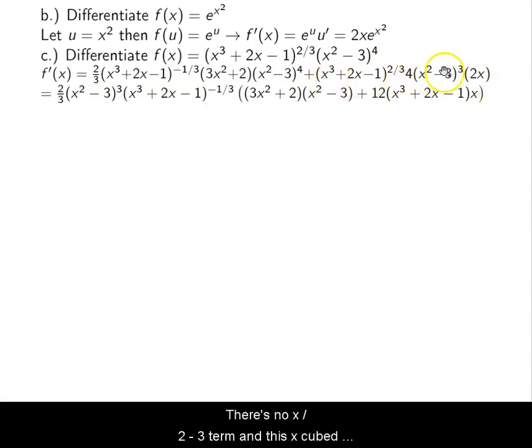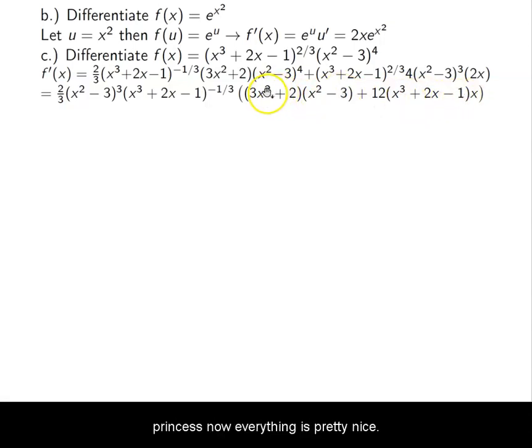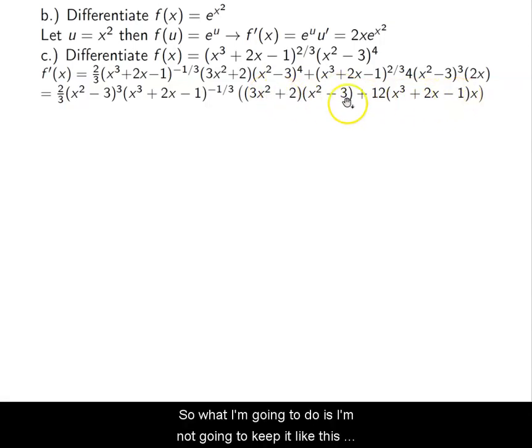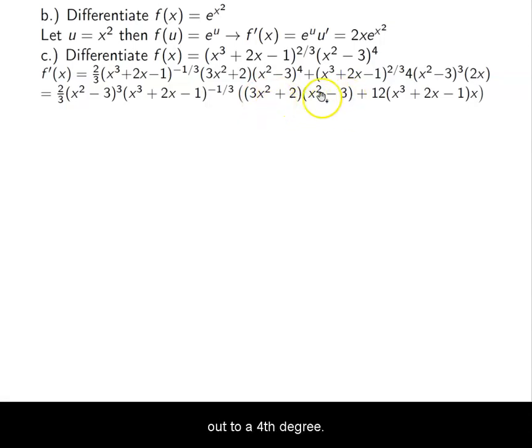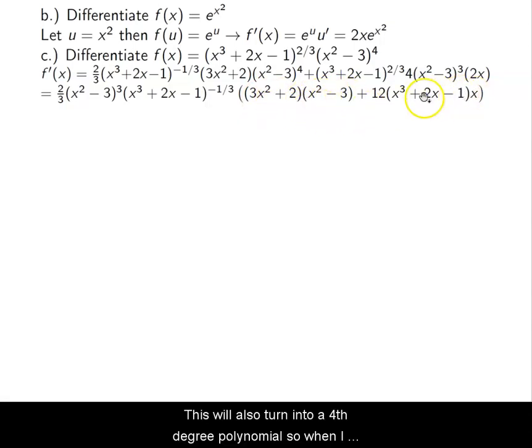Okay. On the second term, this 4 times 2x bumps up to a 12x. There's no x squared minus 3 term, and this x cubed plus 2x minus 1 term turns into 1. So notice inside of my parentheses, I have no fractional exponents anywhere, which I did have. I also have no fractions. So inside of my parentheses now, everything is pretty nice. So what I'm going to do is I'm not going to keep it like this. I'm going to combine my like terms. I can multiply this out to a 4th degree polynomial. This will also turn into a 4th degree polynomial.